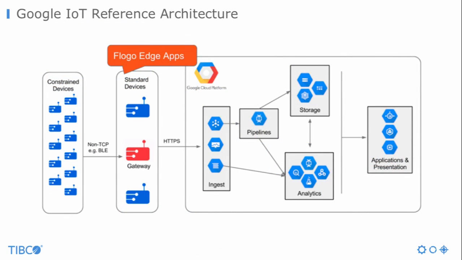For Google IoT, it's pretty similar. Google has a lot of cool features for IoT, and here again we could use Flogo edge apps on the gateway or even on some constrained devices.